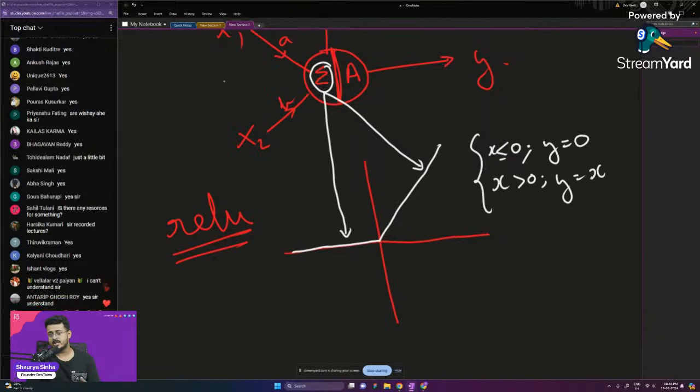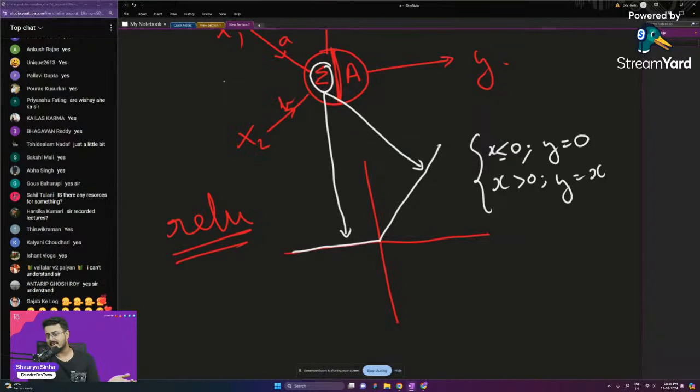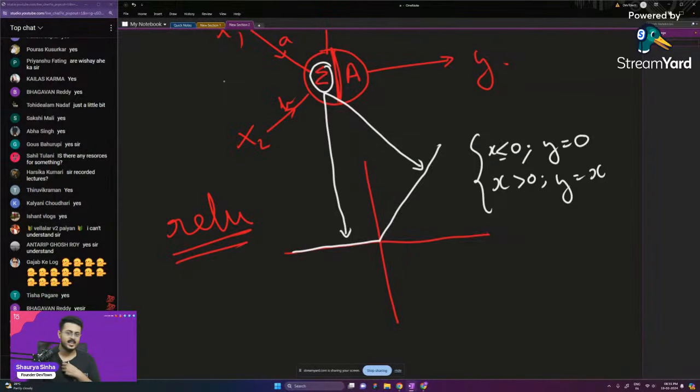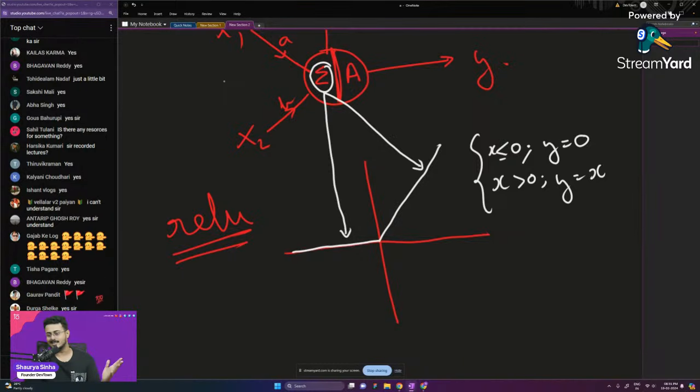Why did you choose this particular activation function? Why not any other activation function? These are very common questions, and I want you to be prepared for them so that you don't make me a fool inside of the interview. You would be like, arre padhaya nahi tha usne dhang se. So I don't want that.